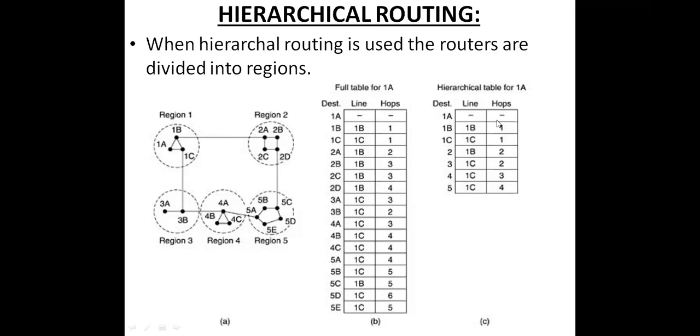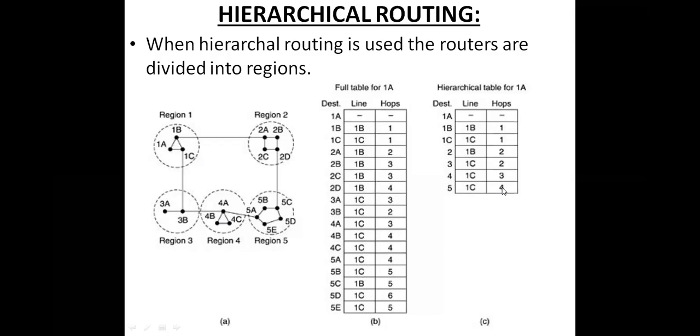1A to 1A: what is the distance? 0 hops, outgoing line also 0. 1A to 1B means there is a direct connection, 1 hop. 1A to 1C, 1 hop. Then 1A to the entire region 2, via 1B, 2 hops. Next, 1A to region 3, via 1C, 2 hops. For region 4, via 1C, 1, 2, 3 hops. Or you can go via 1B also, 1, 2, 3, 4, 5, but in this direction it is 1, 2, 3, 4. Because of that reason, we are moving via 1C.